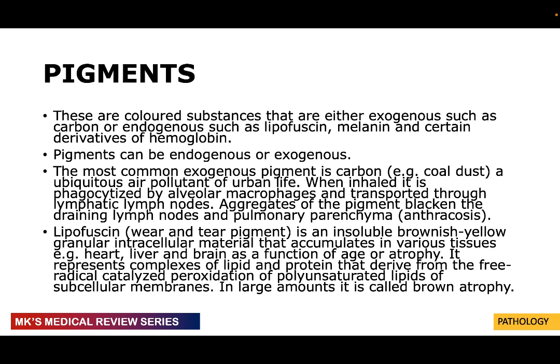In terms of lipofuscin, this is simply a wear and tear pigment. It's an insoluble, brownish-yellowish granular intracellular material that accumulates in tissues like the heart, the liver, and the brain, because the cells are aging and undergoing atrophy. It's made of complexes of lipids and proteins, often derived from the free radical catalyzed peroxidation of the polyunsaturated lipids of the subcellular membranes. In large amounts, it may be referred to as brown atrophy.